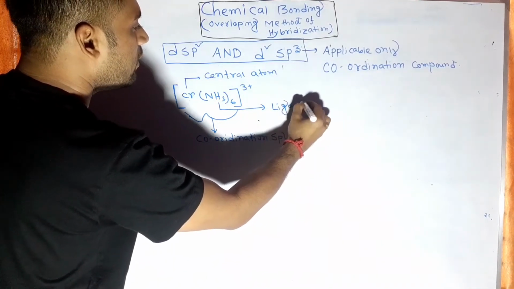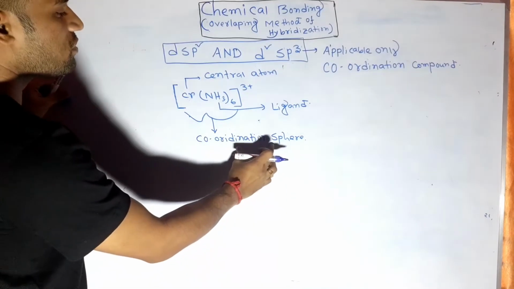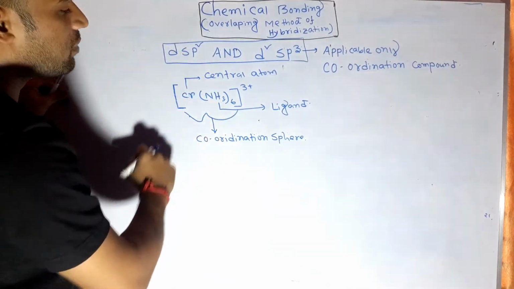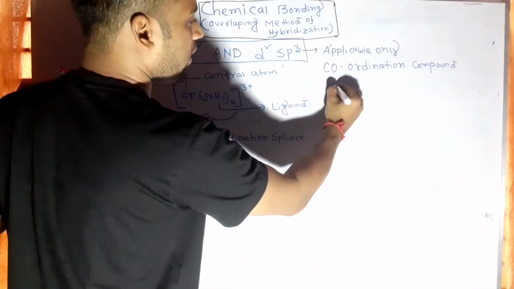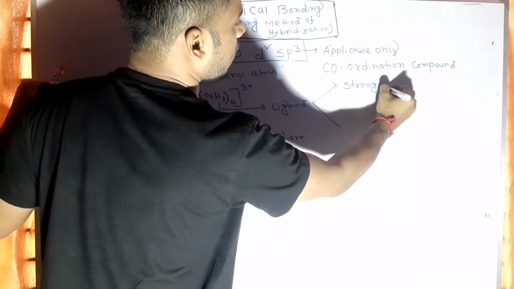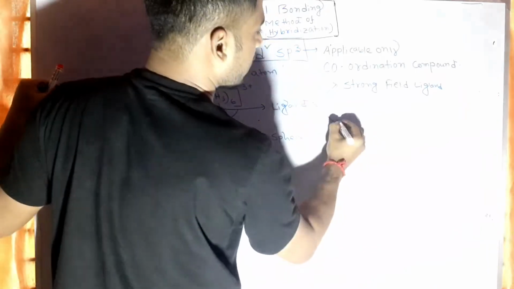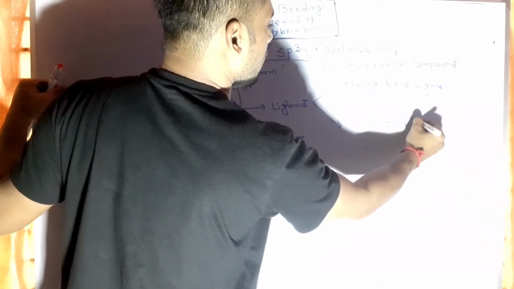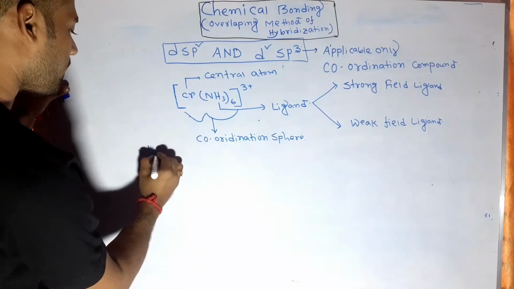We know that in a coordination compound, this occupies the coordination sphere. The coordination sphere contains the central atom first, and the remaining molecules inside the bracket are known as ligands. Ligands are of two types: one is strong field ligand, the other is weak field ligand.